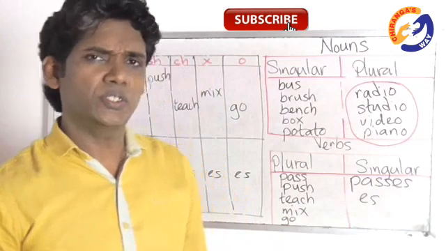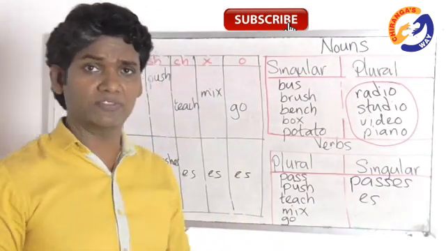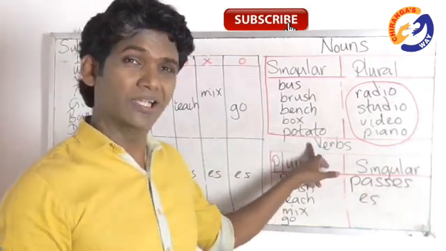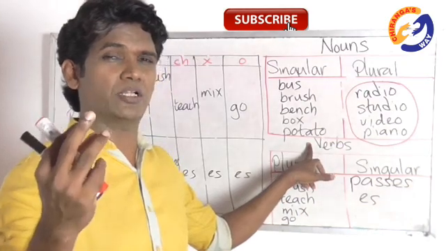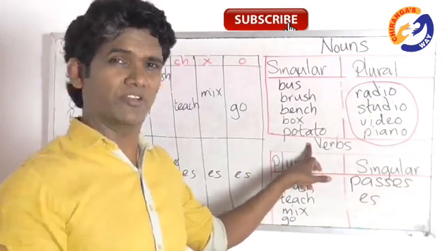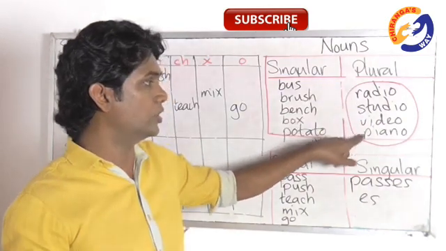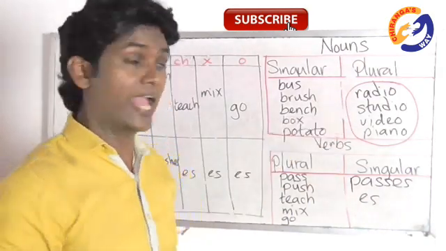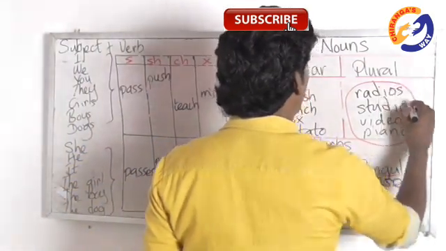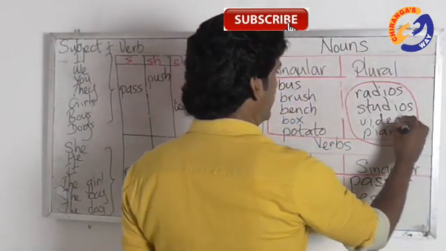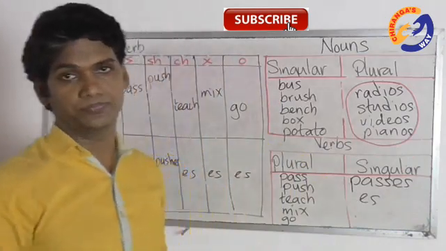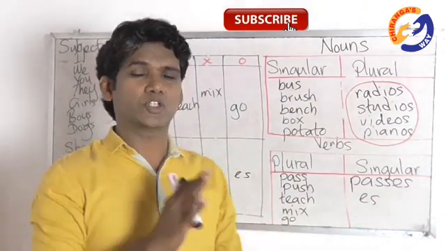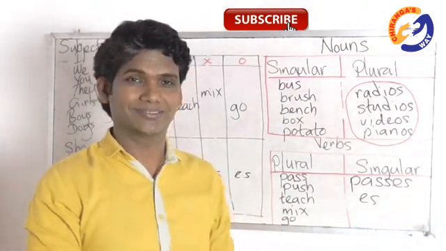Okay, as I told you at the beginning of this lesson, there are some exceptions for this o in nouns especially. Exception means a place where a rule is not being followed. Like in radio, studio, video, piano, there are lots more examples like this. We are just adding an s to make it plural. Radio, radios. Studio, studios. Video, videos. Piano, pianos. These are called the exceptions. That means they do not tally, they do not follow the rule. Okay?